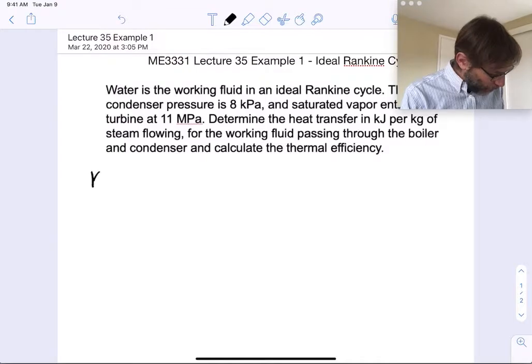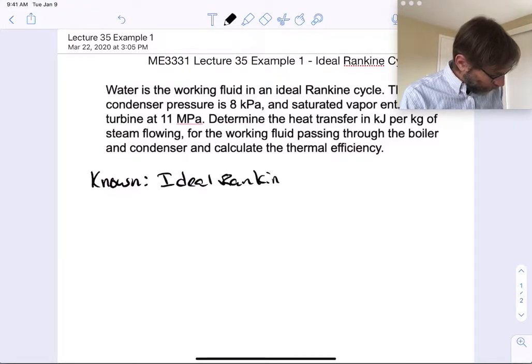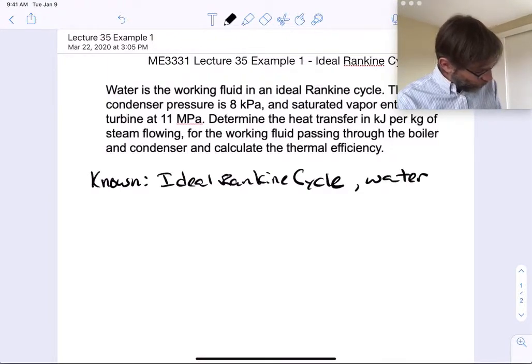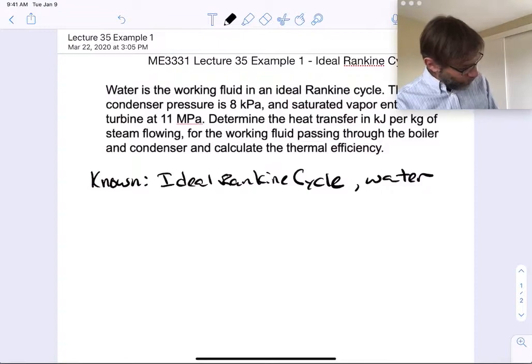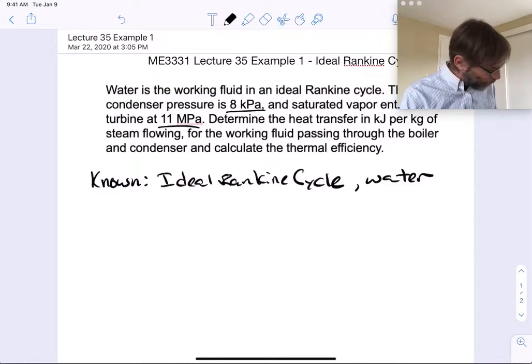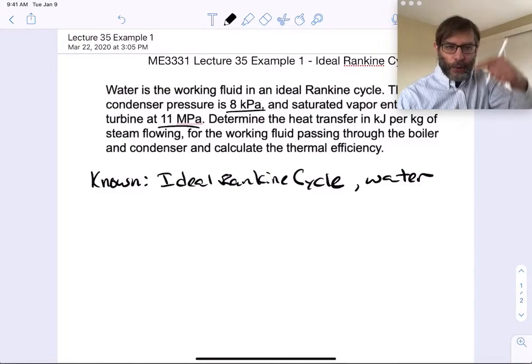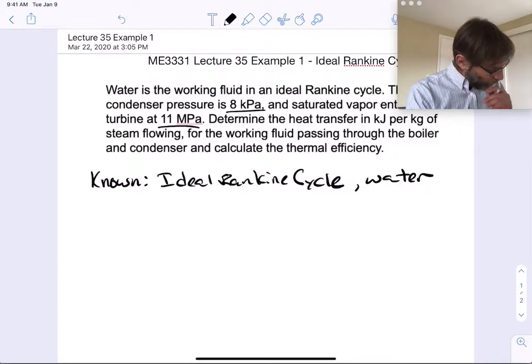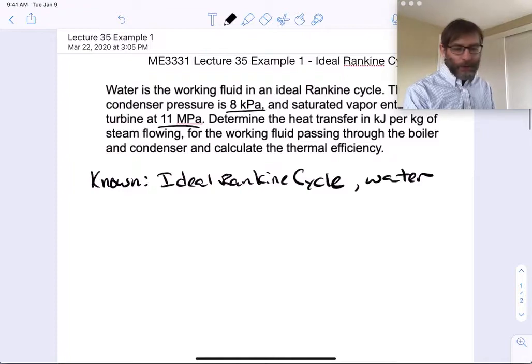Okay, here we go. So known, we have an ideal Rankine cycle with water as a working fluid, which is pretty typical. Condenser pressure is 8 kilopascals, and we have a boiler pressure. So we have the two pressures essentially. Remember, they're constant pressure, so it's operating between two pressures. Determine the heat transfer in kilojoules per kilogram of steam flowing for the working fluid. We've just given you two pieces of information, and you can determine the heat transfer of the steam flowing for the ideal Rankine cycle.